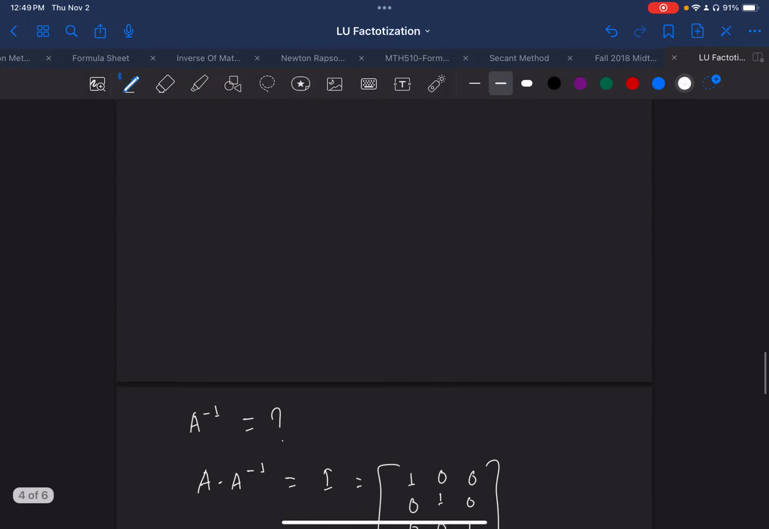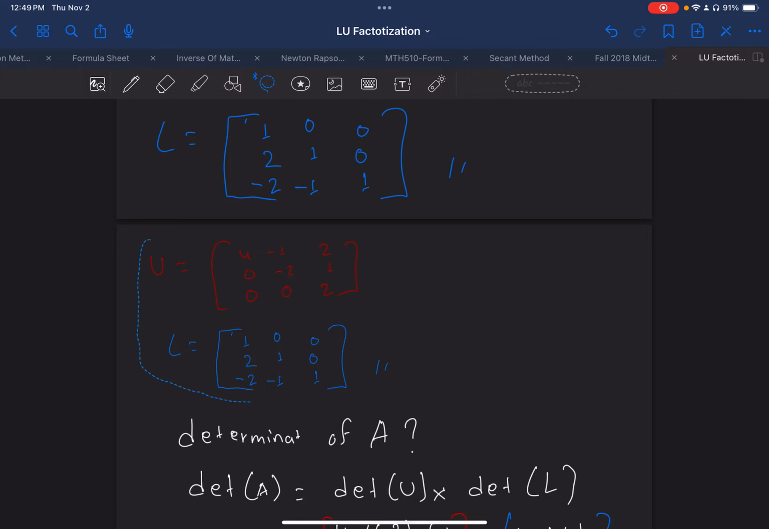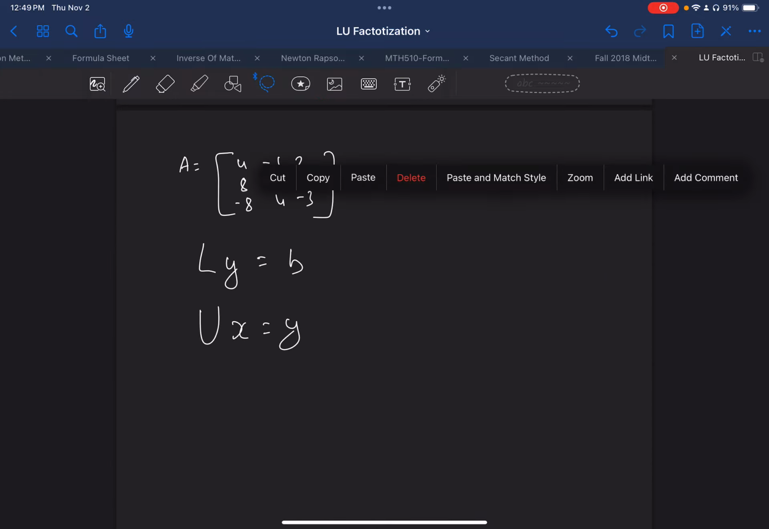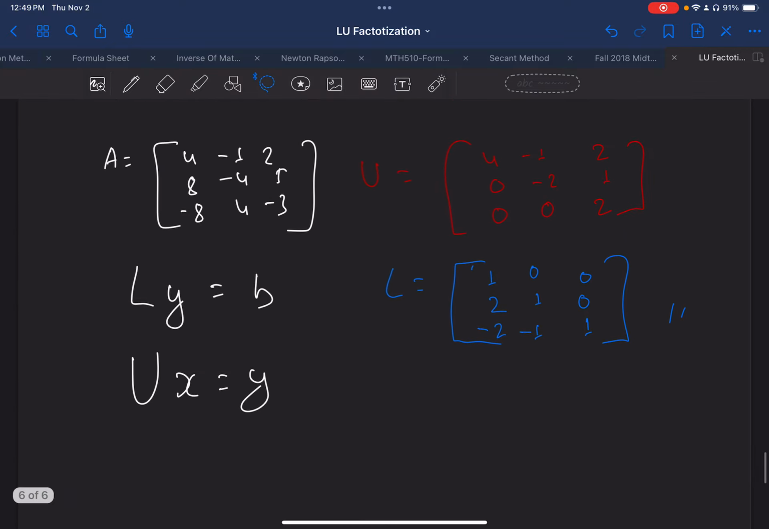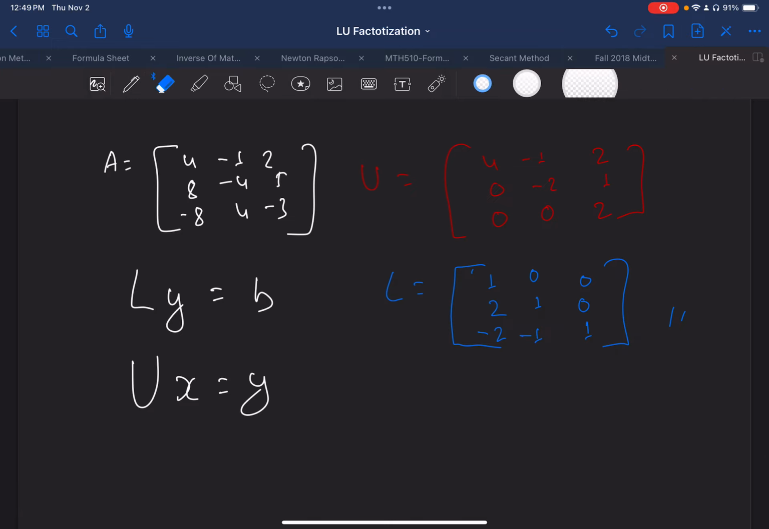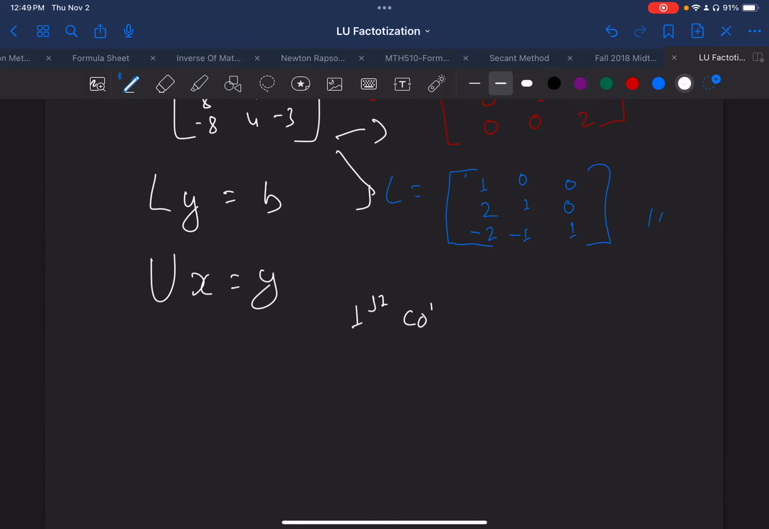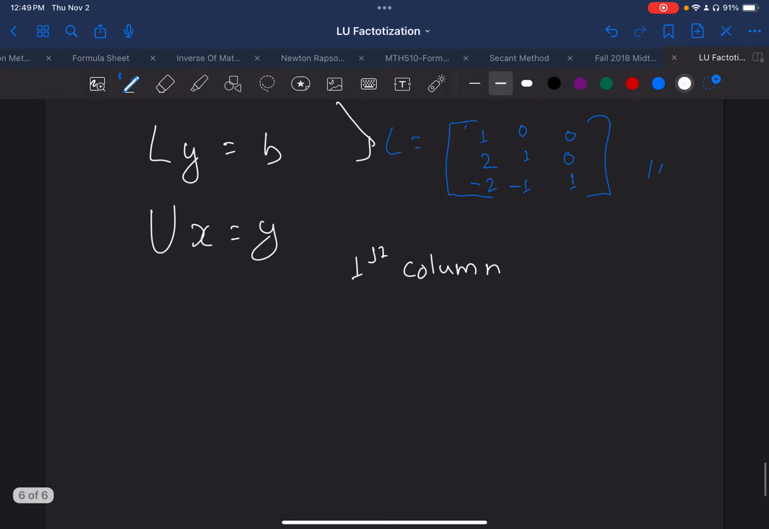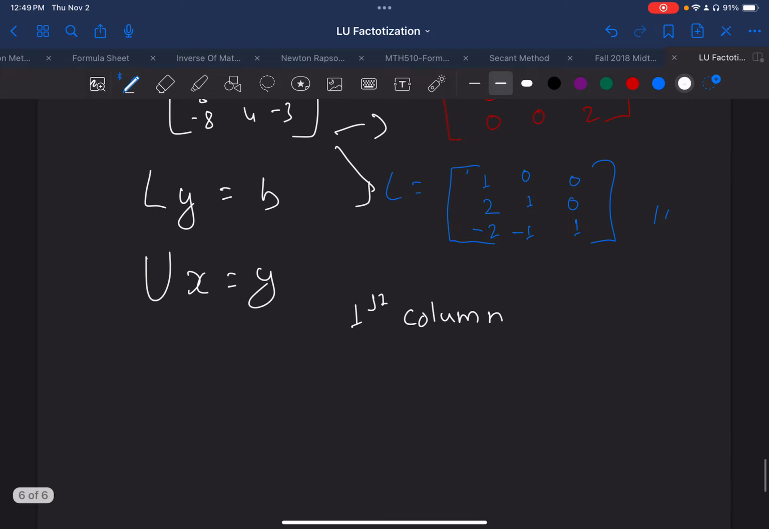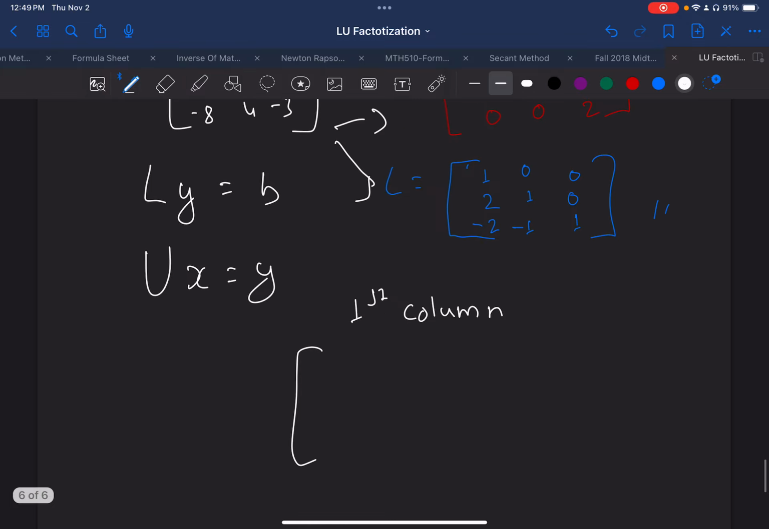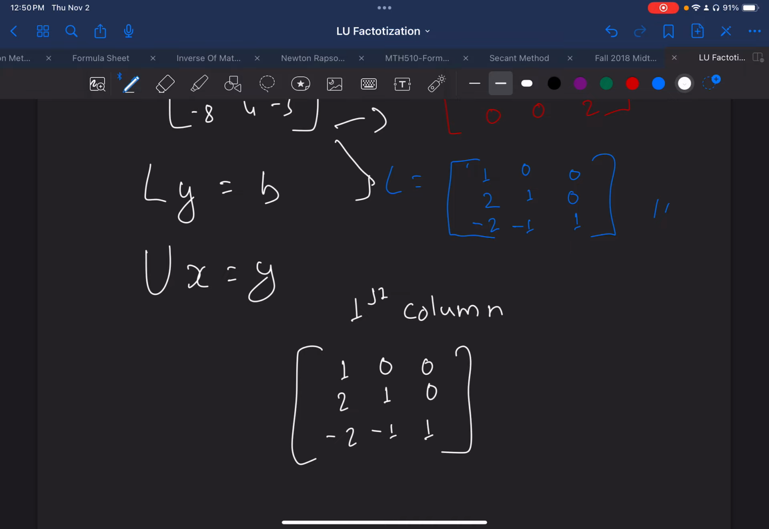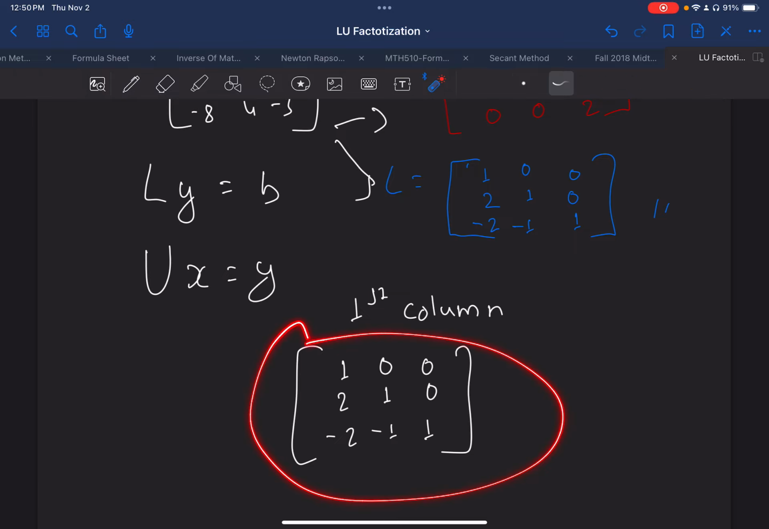Okay, let's see. What was my U and L? We'll just copy this, and paste here. This was our decomposition to U and L. So for the first column, we're going to find the first column, right? So it's going to be L times Y, right? So L is 1, 2, -2, 0, 1, -1, 0, 0, 1, right? This is L.